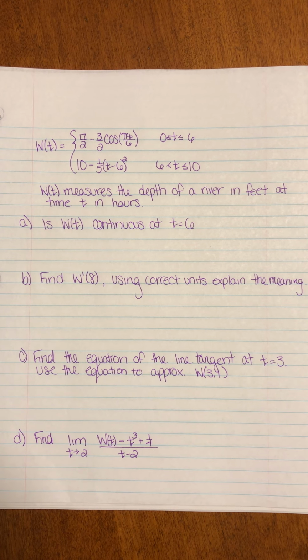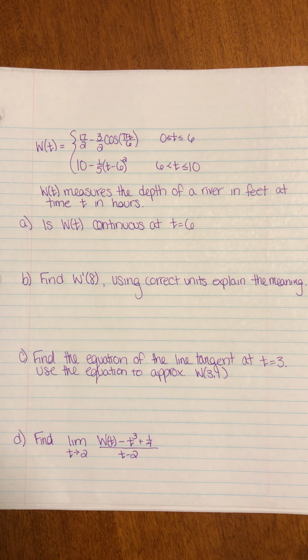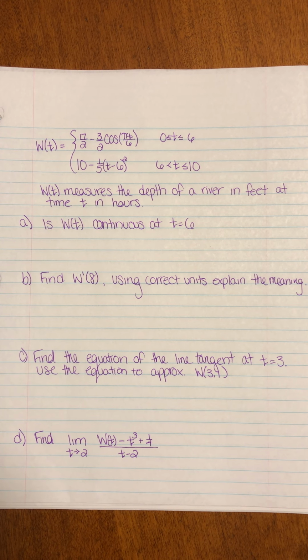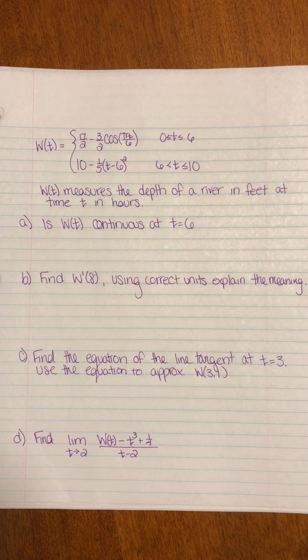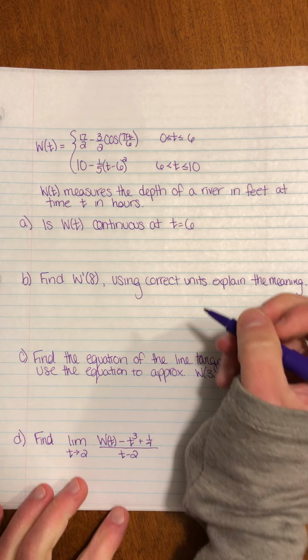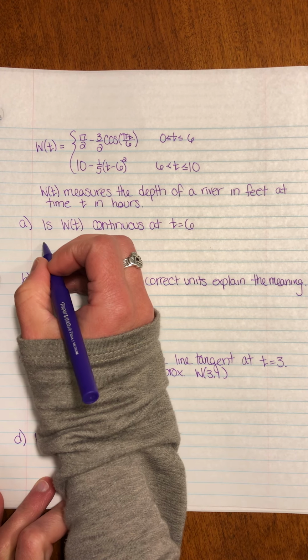Okay guys, going to do another one in this method. So we've got W of t, which measures the depth of a river, and it's a piecewise function. It's given from 0 to 10. So we want to know, is W of t continuous at t equals 6?